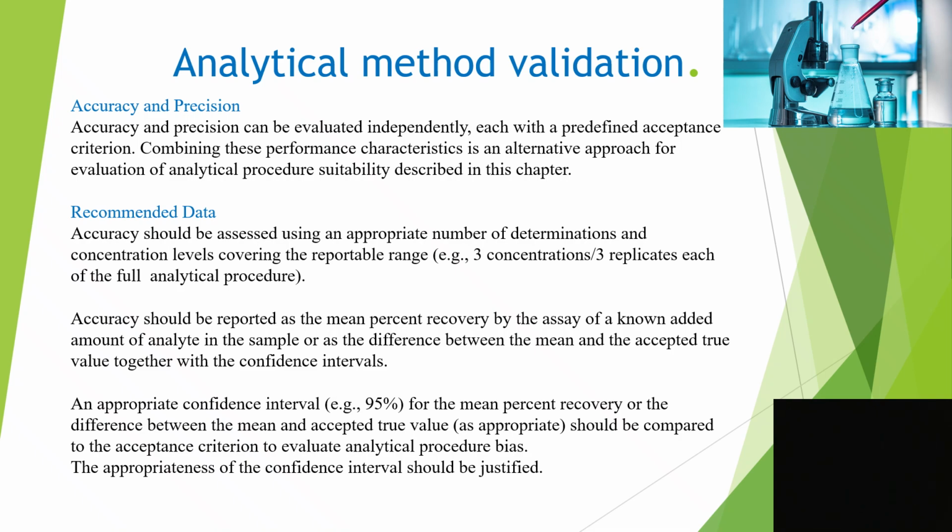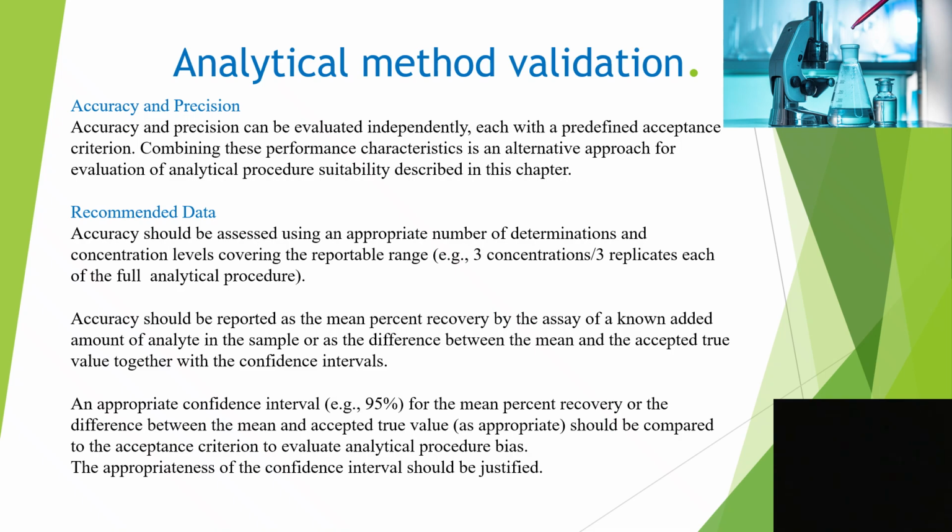Accuracy and precision can be evaluated independently, each with predefined acceptance criteria. Combining this performance characteristic is an alternative approach for evaluation of an analytical procedure suitability, described in this chapter. However, in the recommended data, accuracy should be assessed using an appropriate number of determinations. Concentration level, that is the reportable range, is 3 concentrations and 3 replicates each of the full analytical procedures.